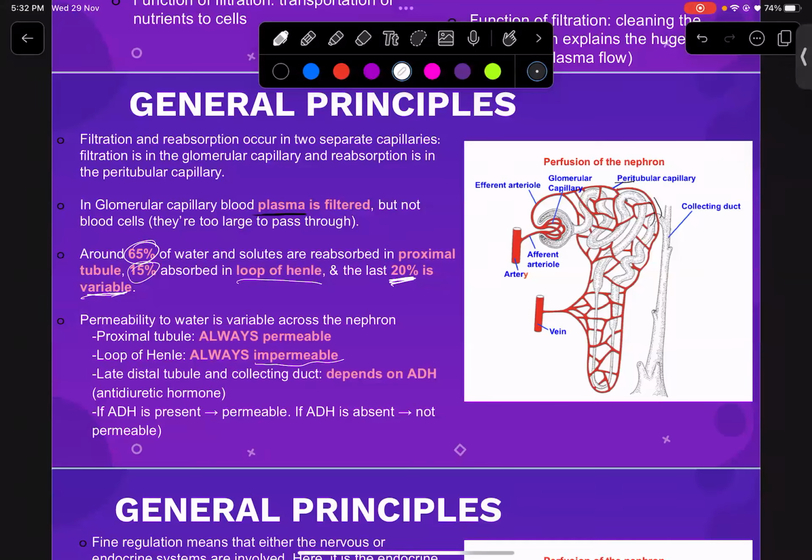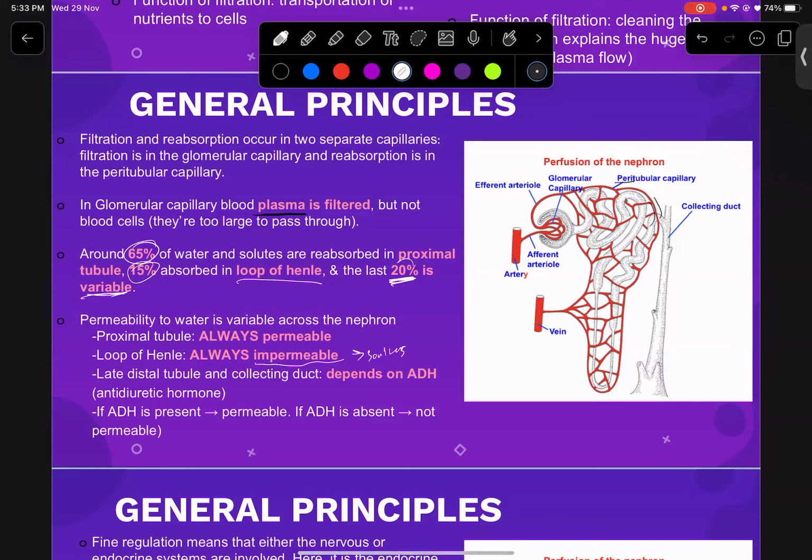So you might ask, okay, you just mentioned that there's 15% that is being absorbed. So what exactly is it absorbing if there is no permeability to water? It's only solutes in the loop of Henle, okay? So the loop of Henle is always associated with solutes, okay? And finally, we have the distal tubule and collecting duct.